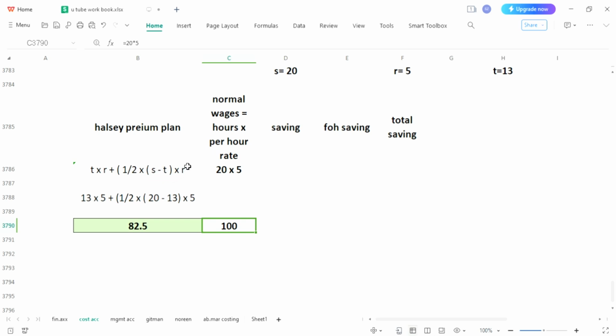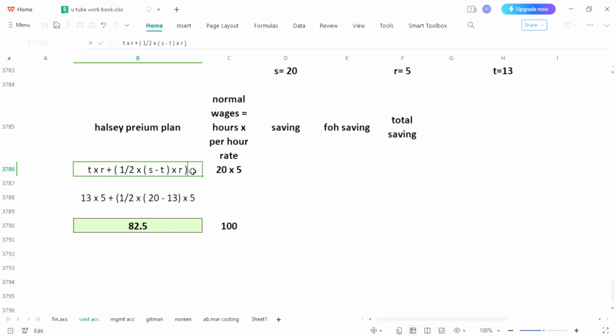So please understand, according to Halsey a bonus plan was introduced. This is your bonus plan over here. TR is simple: hours taken or time taken multiplied by per hour rate. Plus means another amount would be given. How? When you introduce your bonus plan, a bonus would be given. In this way the worker will try hard to complete his job as early as possible, because S minus T means standard time minus time taken. The number of hours saved would appear over here and then it would be multiplied by the per hour rate. So normal wages and bonus would be given.